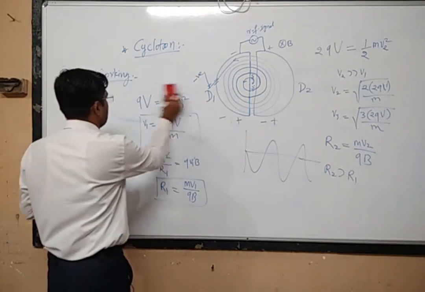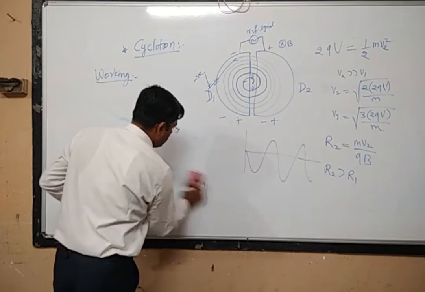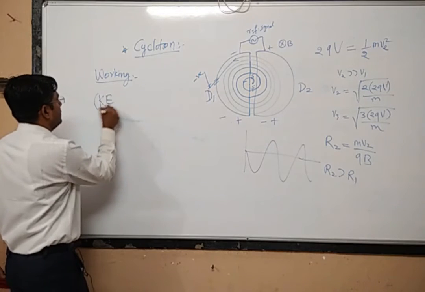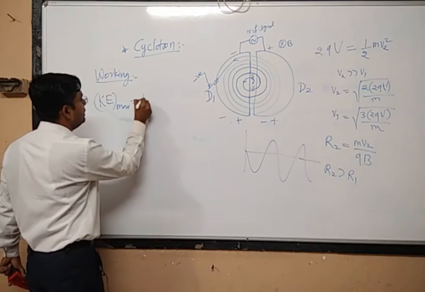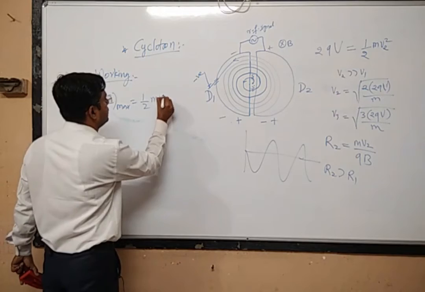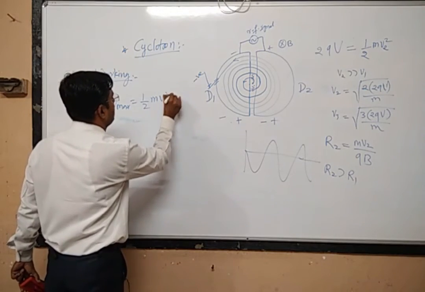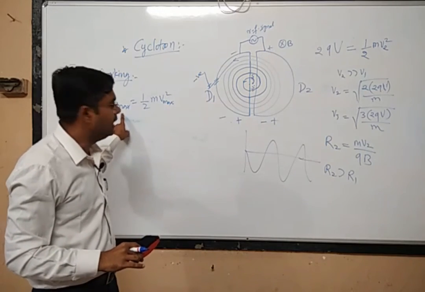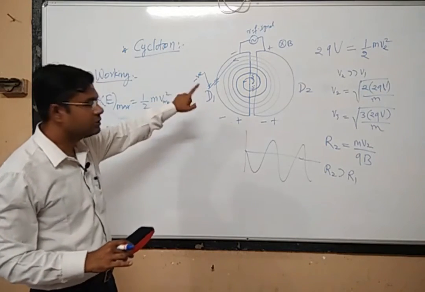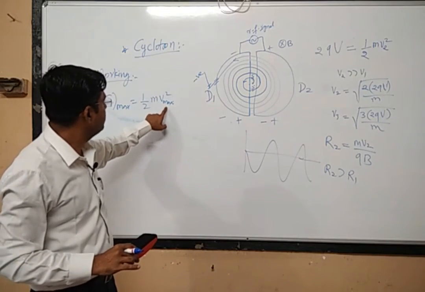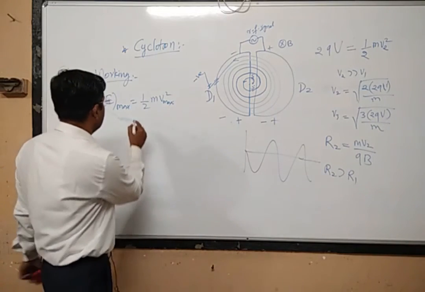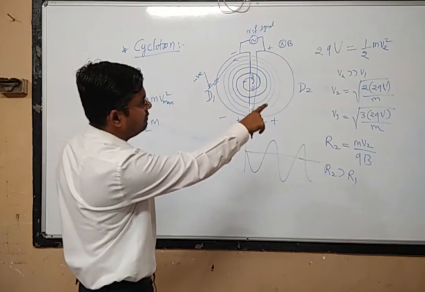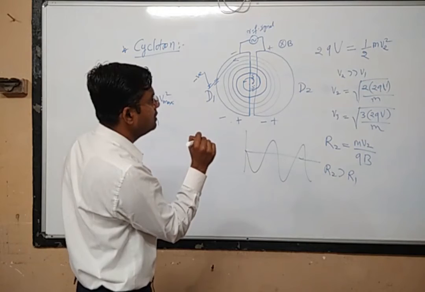So for the outermost circle, if I want to find out the maximum value of kinetic energy acquired by the charged particle, the maximum kinetic energy will be equal to 1/2 m v square max, right? So in order to find the maximum value of kinetic energy, I need to find the maximum value of velocity of the charged particle. v1, v2, v3 we have already found out, okay?